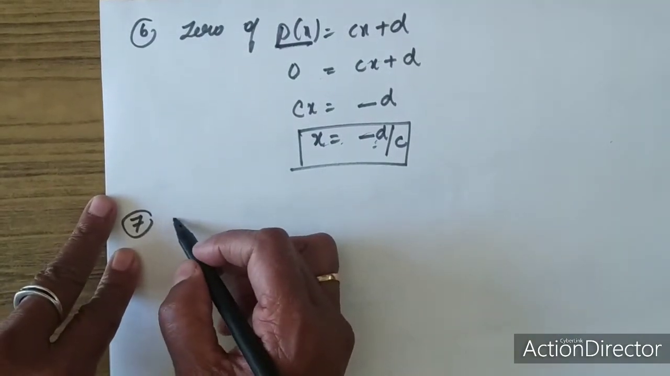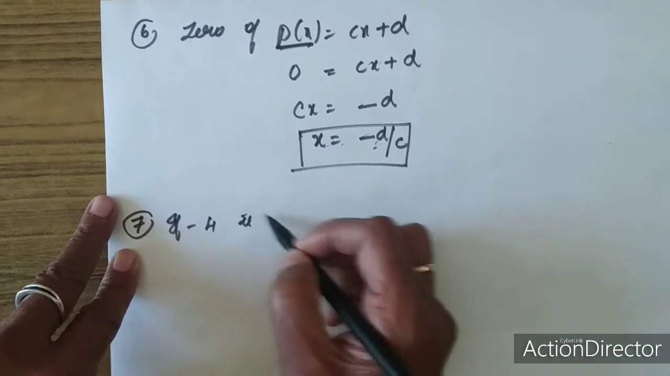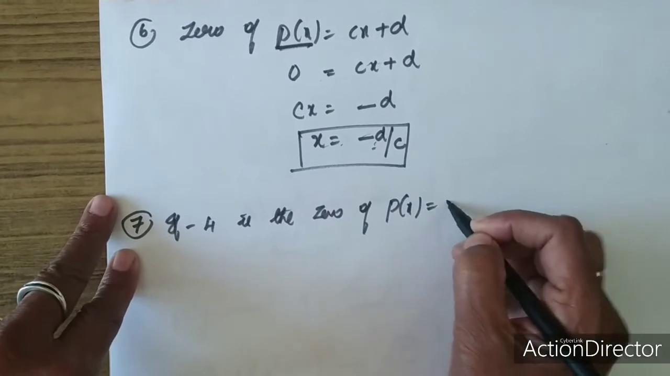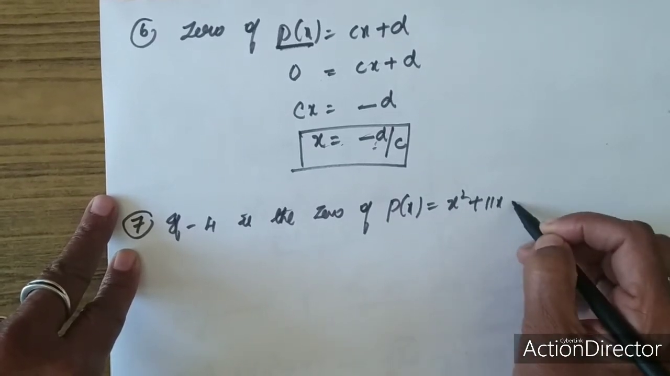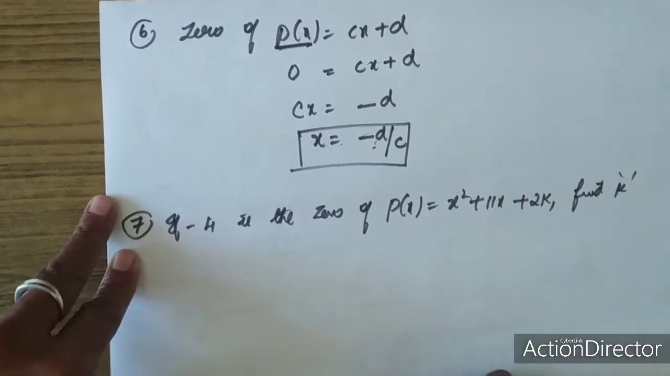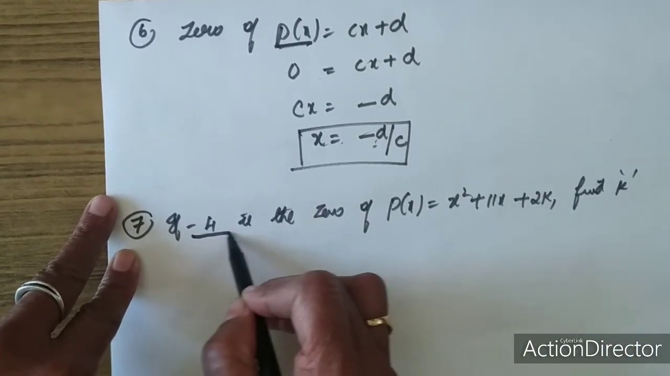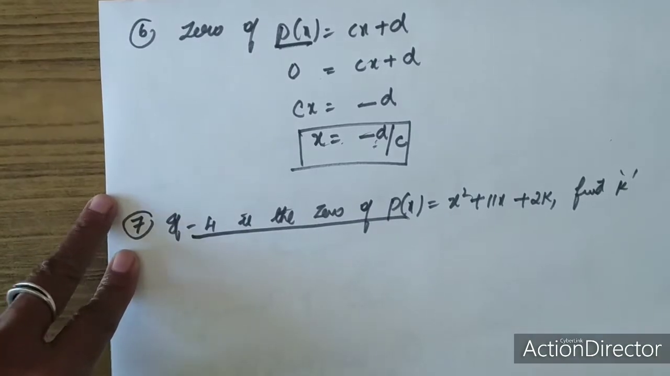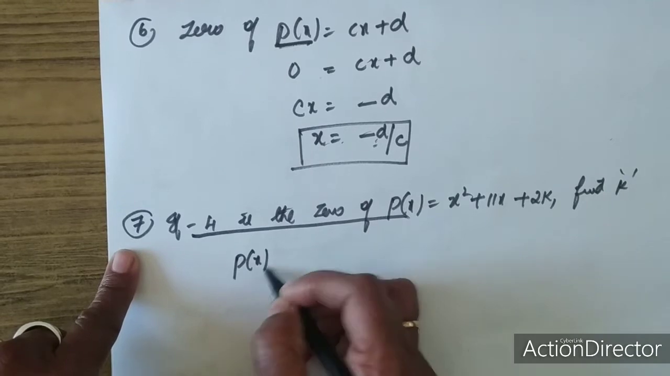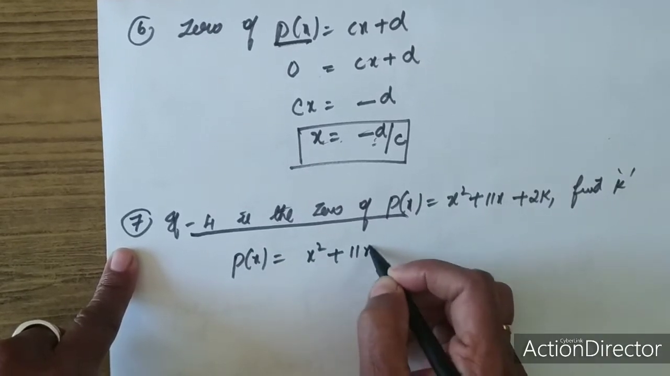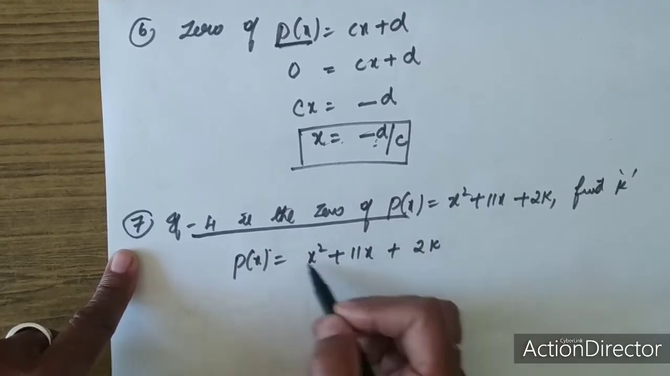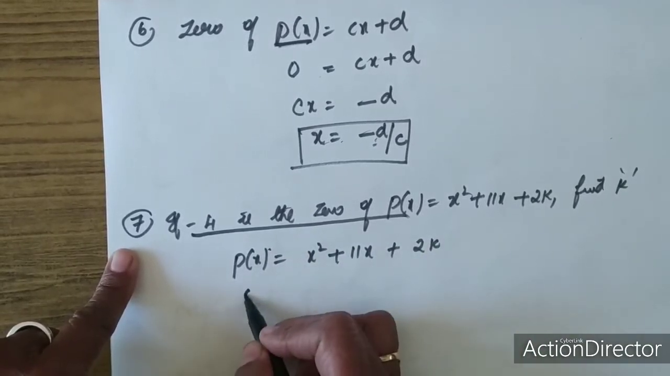Next, if minus 4 is the zero of p of x equal to x square plus 11x plus 2k, find the value of k. That means we have said in the question minus 4 is the zero of p of x. That means in place of x, I will be taking the value as minus 4. Also, since it is given as 0, this whole expression will be equal to 0.